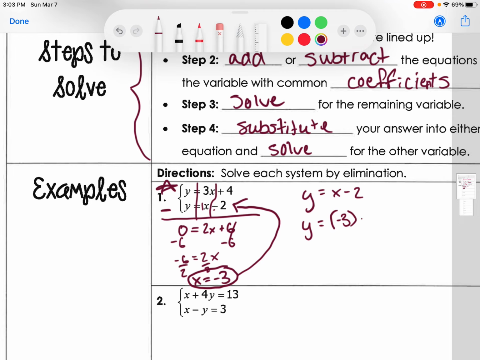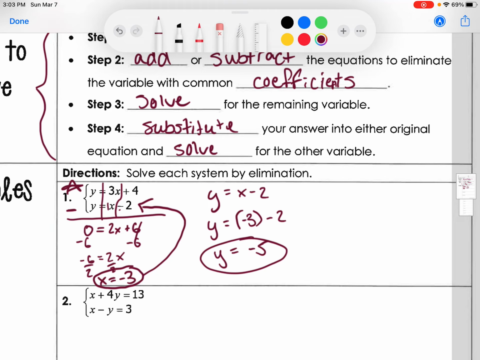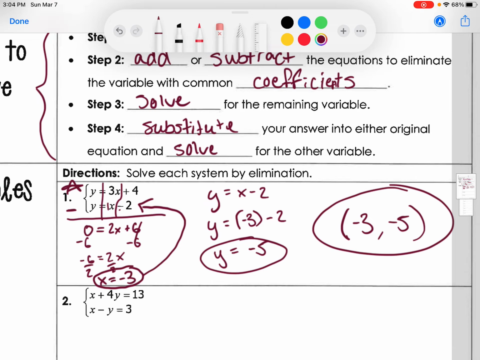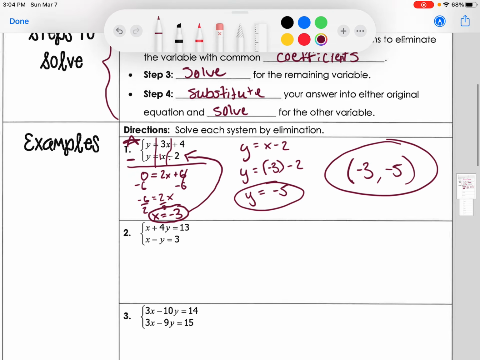Now I'm going to substitute in my x value. Y equals negative 3 minus 2. So y equals negative 3 minus 2 would be negative 5. So now we have both our x and y values. Now all we have to do is write them as an ordered pair. So for me to write this as an ordered pair, my x value is negative 3 and my y value is negative 5. And that would be my final answer.